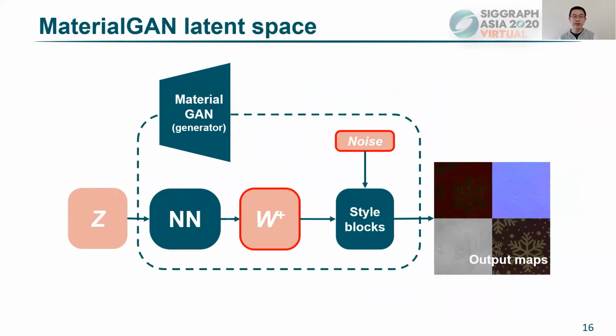Different from traditional GAN generator, MaterialGAN first maps the input latent space Z to an intermediate latent space W+. Compared to style transfer, it computes a spatially invariant style from W+ instead of an example image. After injecting noise N into every layer of the style blocks to generate stochastic variations, we get the output SVBRDF maps.